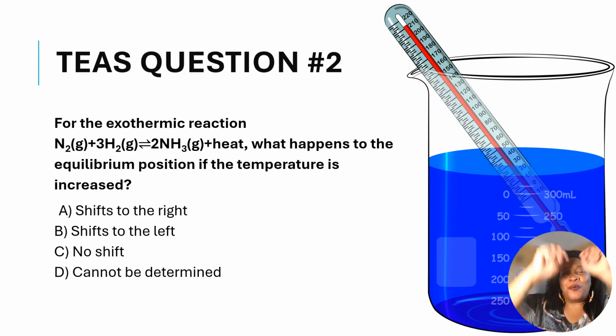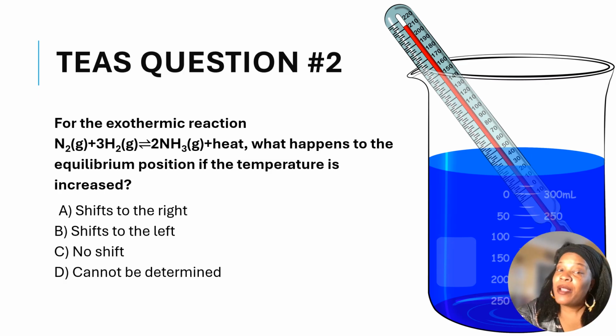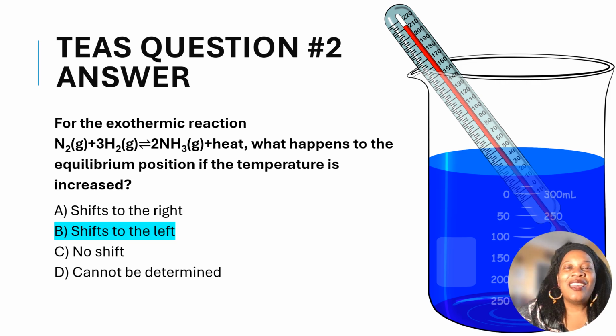Question number 2. For the exothermic reaction of nitrogen plus hydrogen producing NH3, ammonia, plus heat, what happens to the equilibrium position if the temperature is increased? Does it A, shift to the right, B, shift to the left, C, no shift, or D, cannot be determined? The correct answer is B, shifts to the left, and here's why.